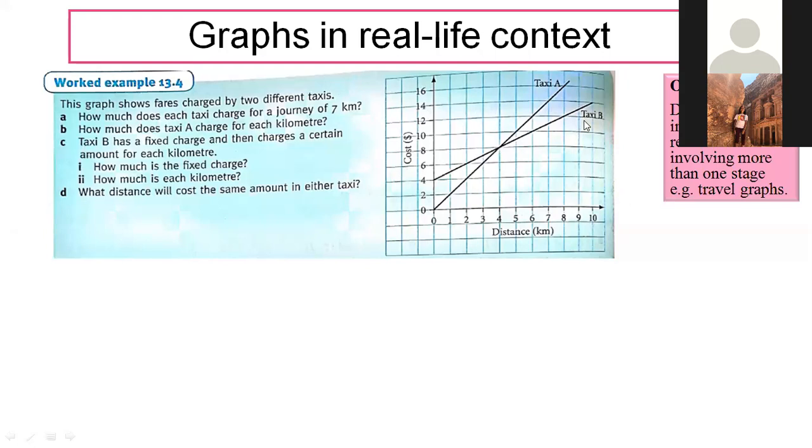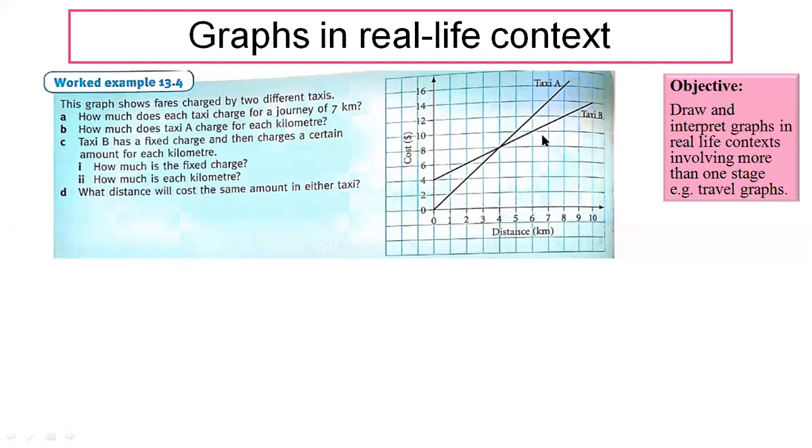$11. Taxi B, excellent. This is 7 kilometers. Go straight up to the line that's related to taxi B. This is it. We reached it. Now we go to the y-axis. We found it's between 10 and 12, which is $11. Thank you, Jude. Excellent.